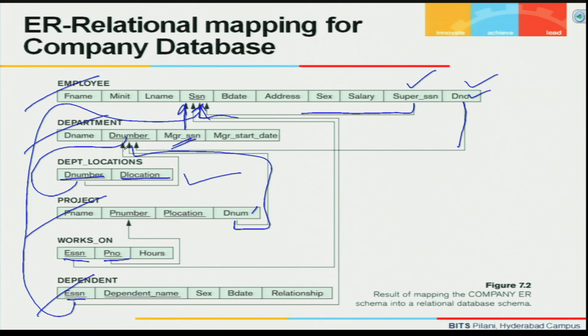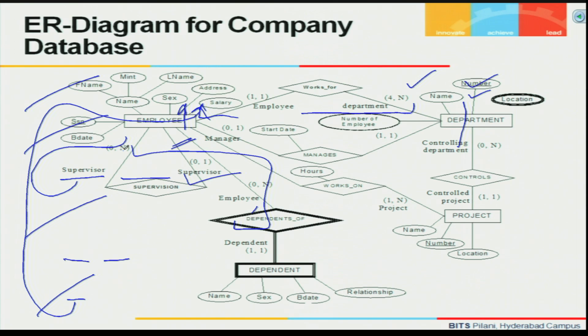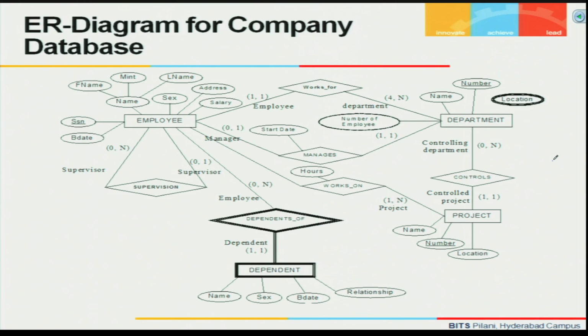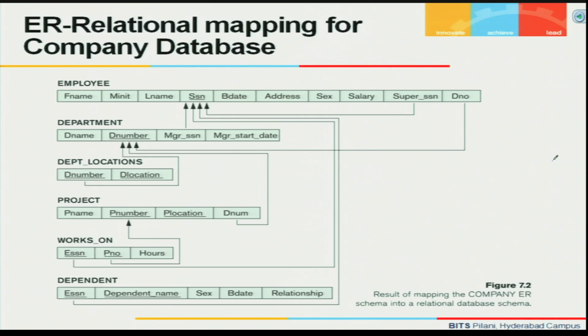Whatever ER diagram was given in the previous slide has been carefully mapped into relation schemas. This particular ER diagram represents the database which we are going to design using high level concepts like entities, relationships and attributes, and the same thing has been mapped into a DBMS specific data model. Here it is the relational data model. So the same ER concepts have been mapped into relational schemas. This we call the company relational database schema.